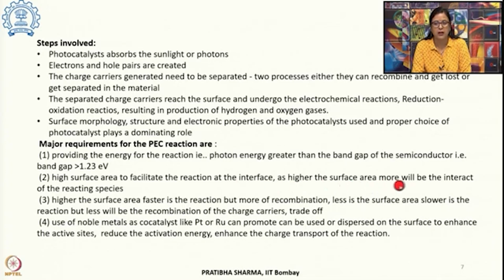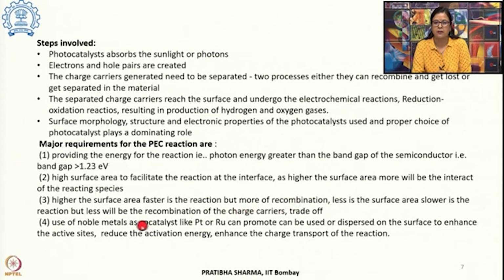When the surface area is higher, there will be more interaction region available for the reacting species. But at the same time, although a higher surface area promotes a faster reaction, there is more recombination that will result with the increase in the surface area. So with less surface area, although the reaction is going to be slower, the recombination of charge carriers will be less. So there lies a trade off between the surface area, the kinetics of the reaction, and at the same time the separation of the charge carriers.